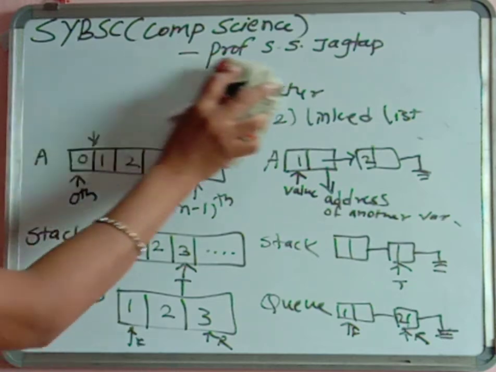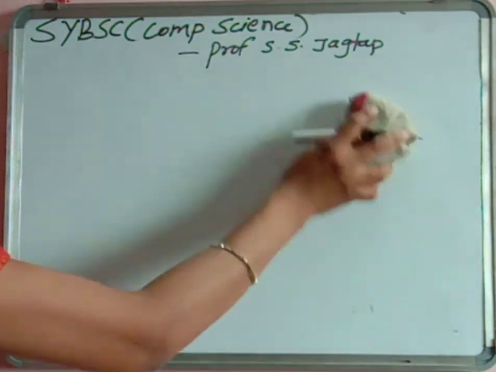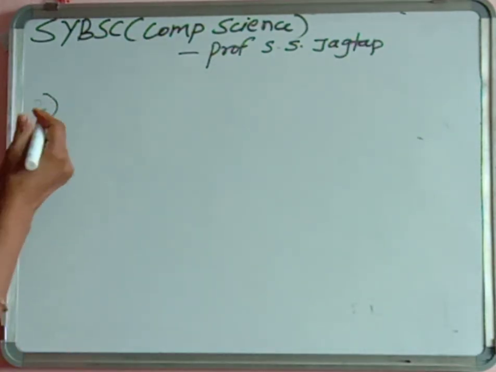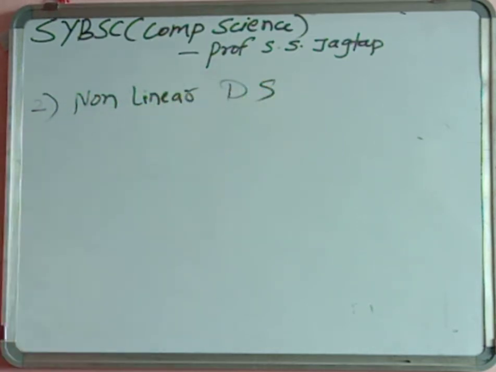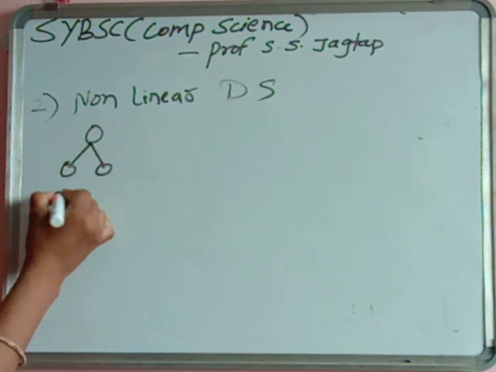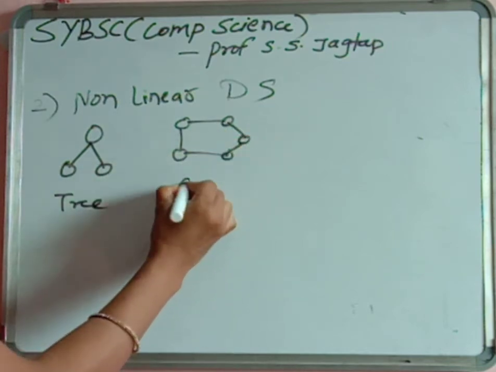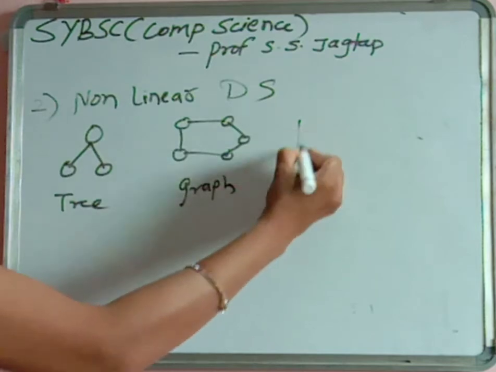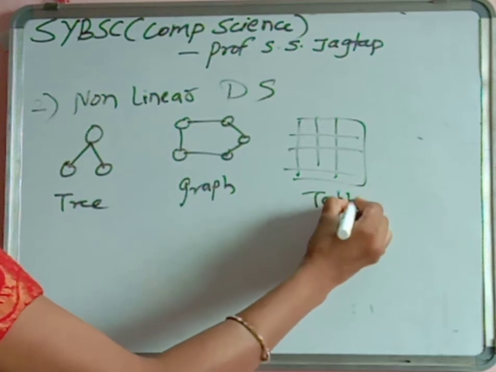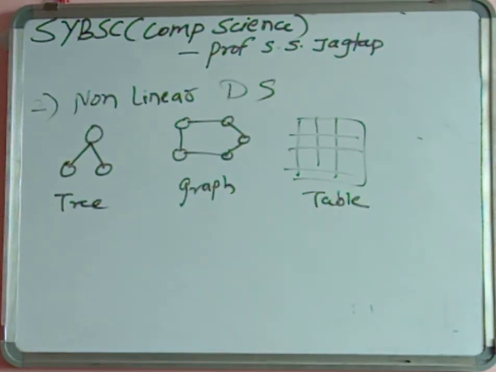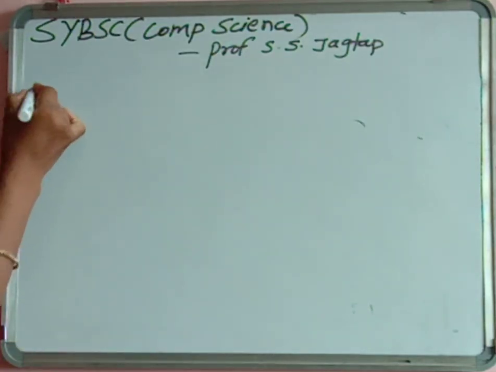The second subpart of data structure is non-linear data structure, like graph, tree, table. These all are included in non-linear data structure. Now, the last type of data structure is static and dynamic.